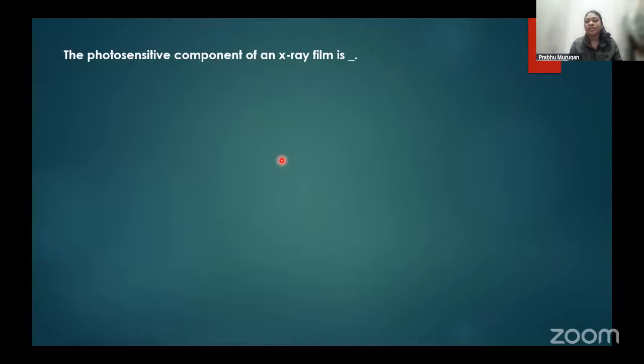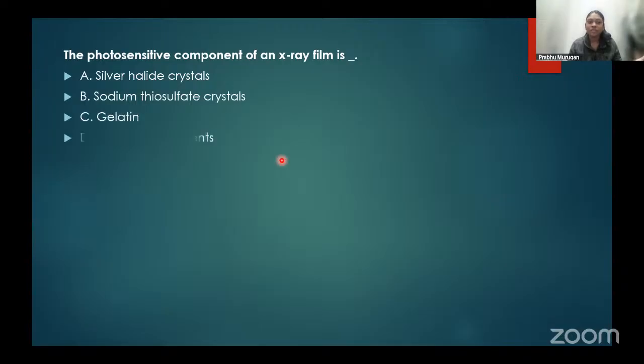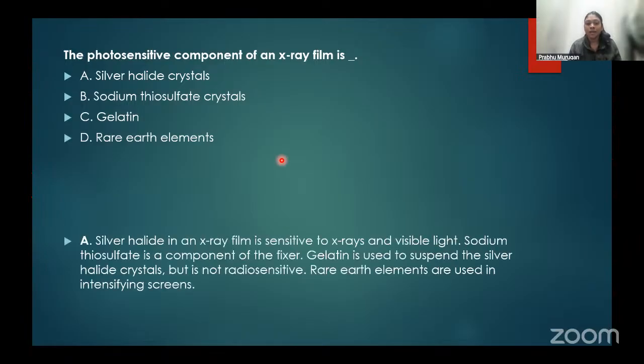The photosensitive component of an X-ray film is, and they'll give you four options: silver halide crystals, sodium thiosulfate, gelatin, and rare earth elements. The obvious answer is your silver halide crystals. So this is the photosensitive component, as in your silver halide grains are going to be sensitive to the X-ray photons that are emitted out of the X-ray tube. It is going to absorb it and then help in the image formation. Okay. So the answer is silver halide grains.